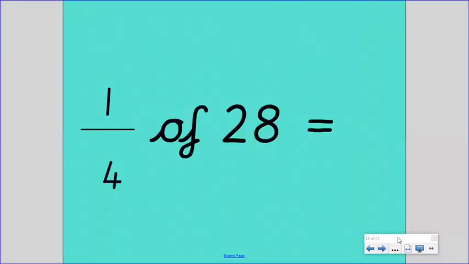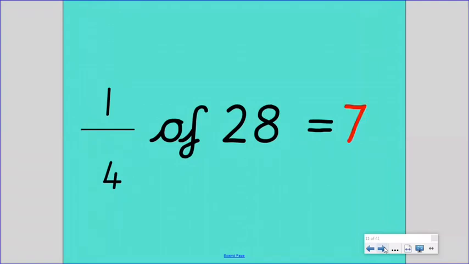Next question, a quarter of 28. Ready? Quarter of 28 equals 7.